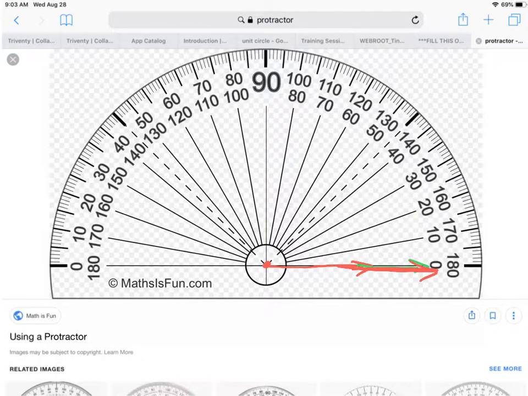And then let's say it went up here. So notice that I've got 2 rows of numbers. If you think about it logically, it's going to start at 0, go to 10, 20, 30, 40, 50. If you were to extend this out here, you could see that this angle measures 70 degrees. So we would not use the outside numbers.